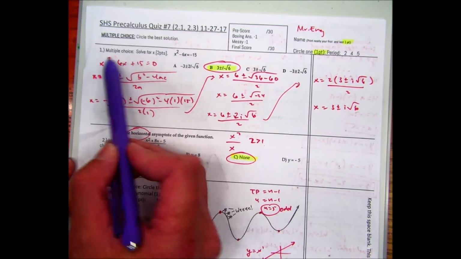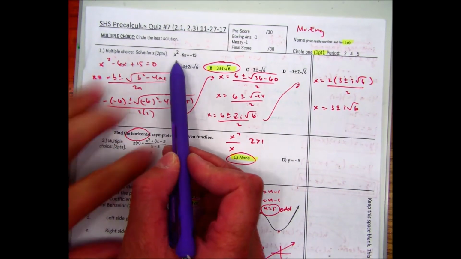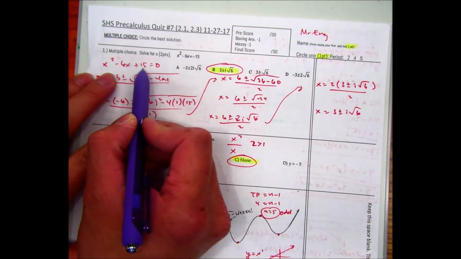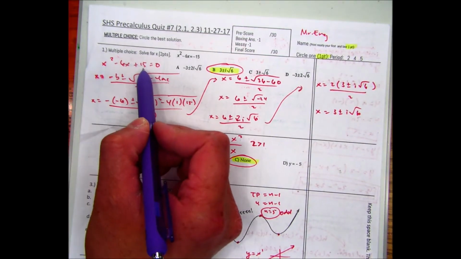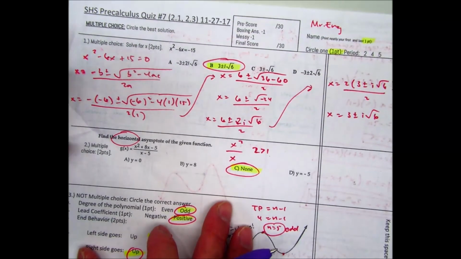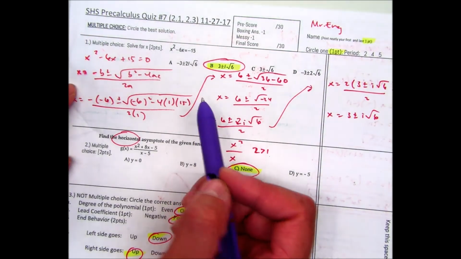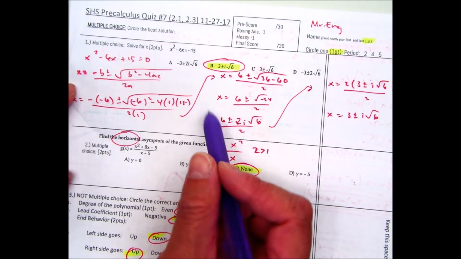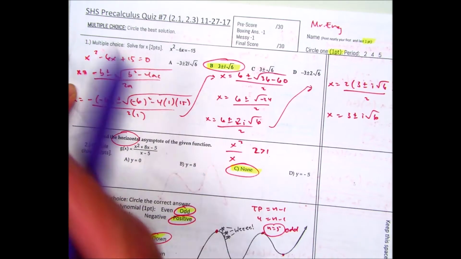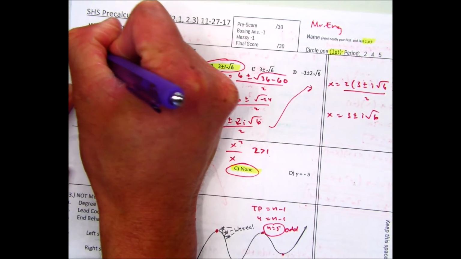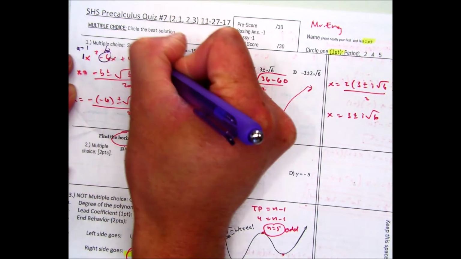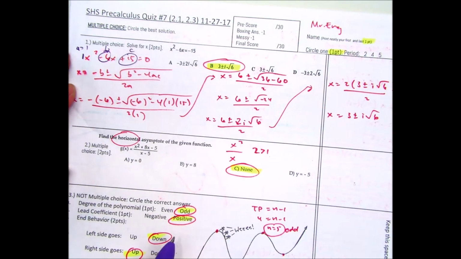Circle the best solution. Question number 1, solve for x. If I set this equal to 0, you'll recognize that you cannot factor this. And so what do you have to use? You have to use the quadratic formula, which you guys need some practice on, right? Always write down the quadratic formula. Here, a is equal to 1, b is -6, c is equal to 15.